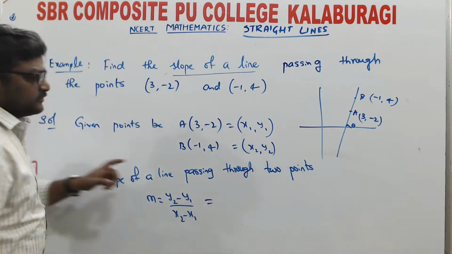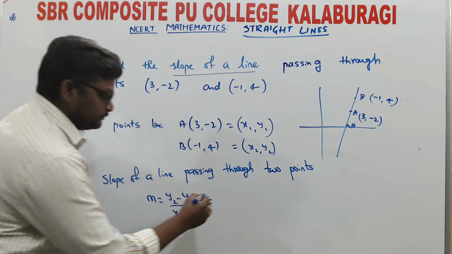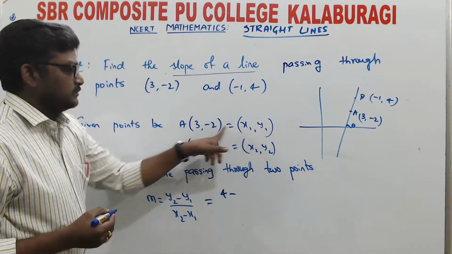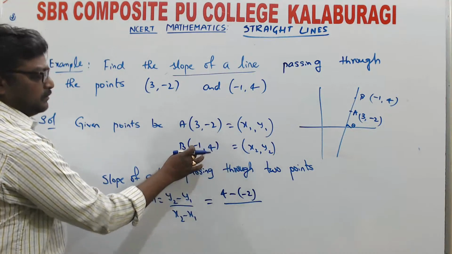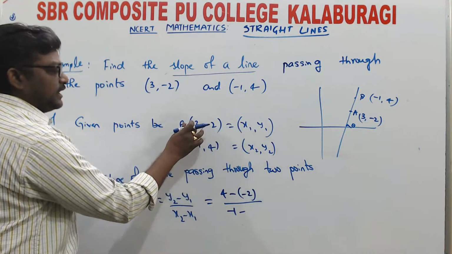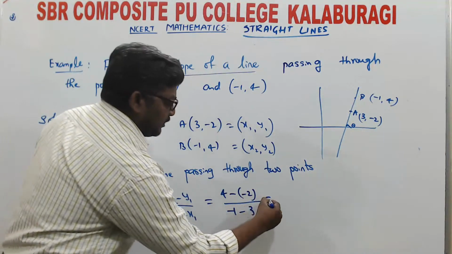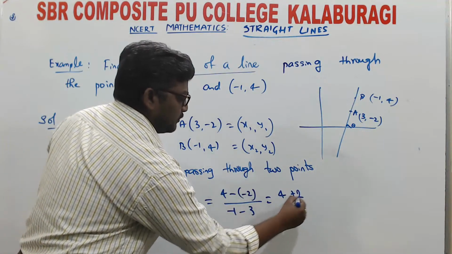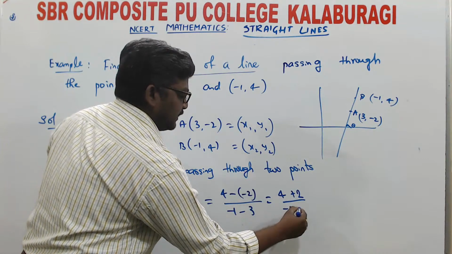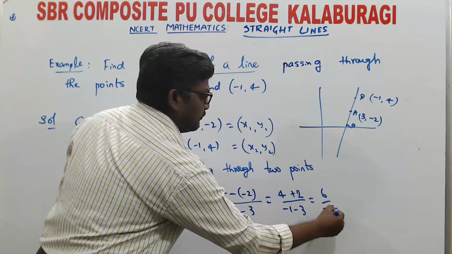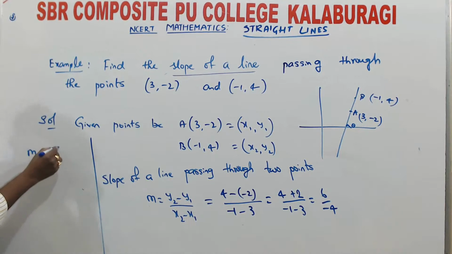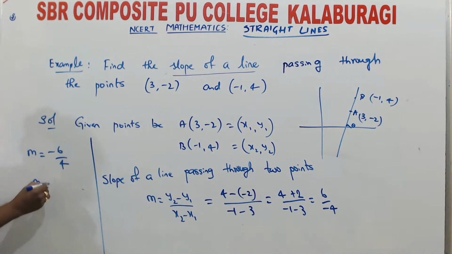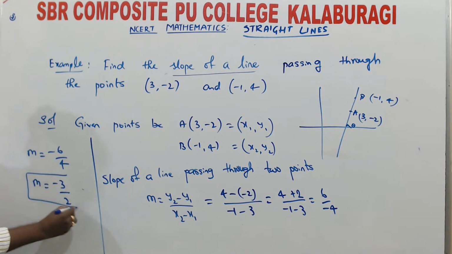Now this equals, what is y2 here? In the y2 place 4, in the y1 place -2. Then x2 is -1 minus x1, which is 3. Therefore this gives minus of minus, plus 2, so 4 plus 2 is 6, and -1 minus 3 is -4. That means we get 6 by -4. Therefore m equals -6 by 4. This can be cancelled by 2: -3 by 2.